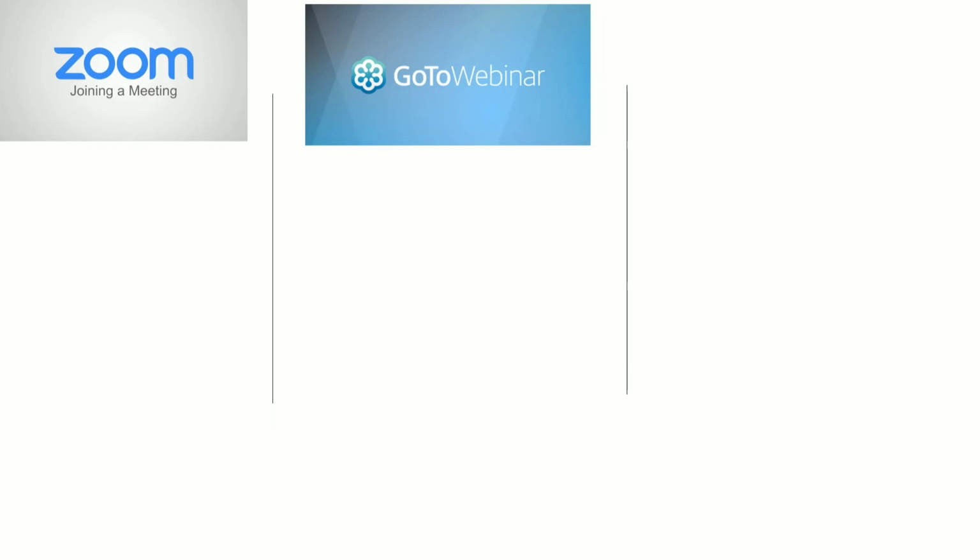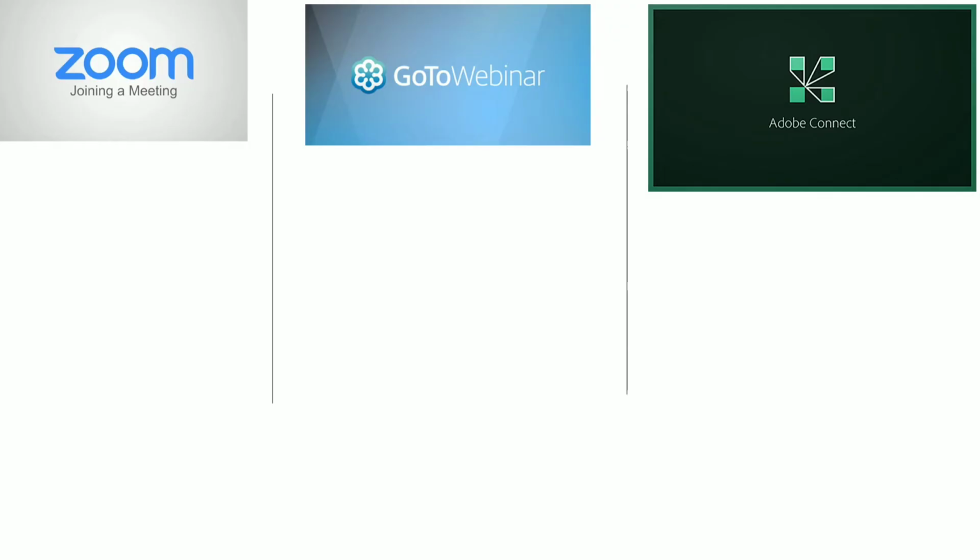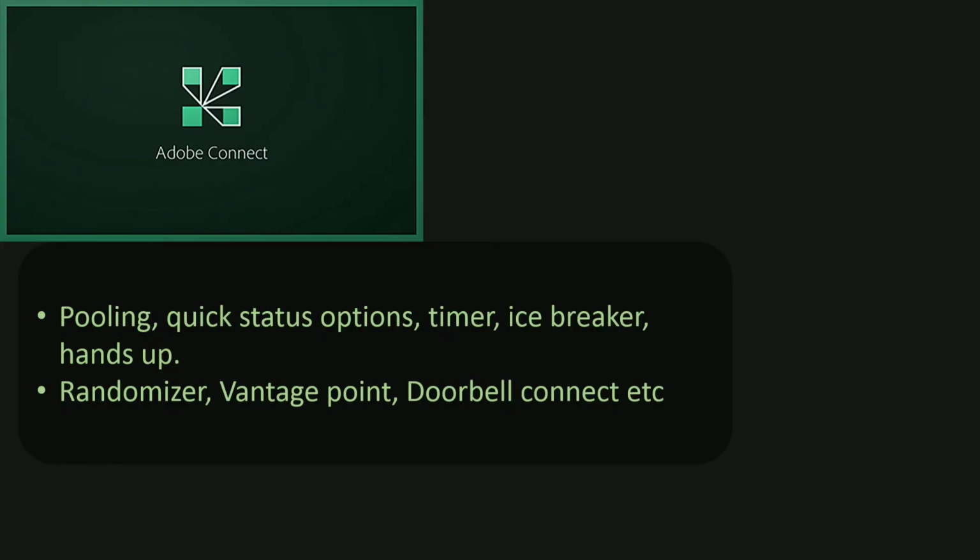There are so many softwares in the market, but this is a software which is a little costly, but it has a lot of features and apps. That is Adobe Connect. It provides training and can be accessible anytime, anywhere, on any device. There is no system requirement. This is one of the best points. And the features like multiple poll, quick status option, timer, icebreaker, which is a map to see different locations. So there are participants from different locations.